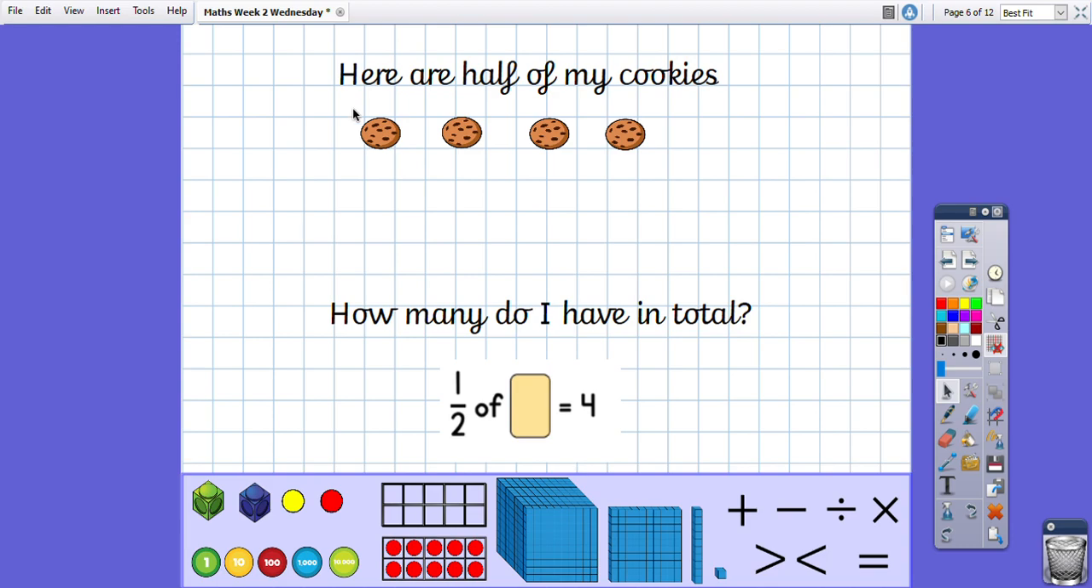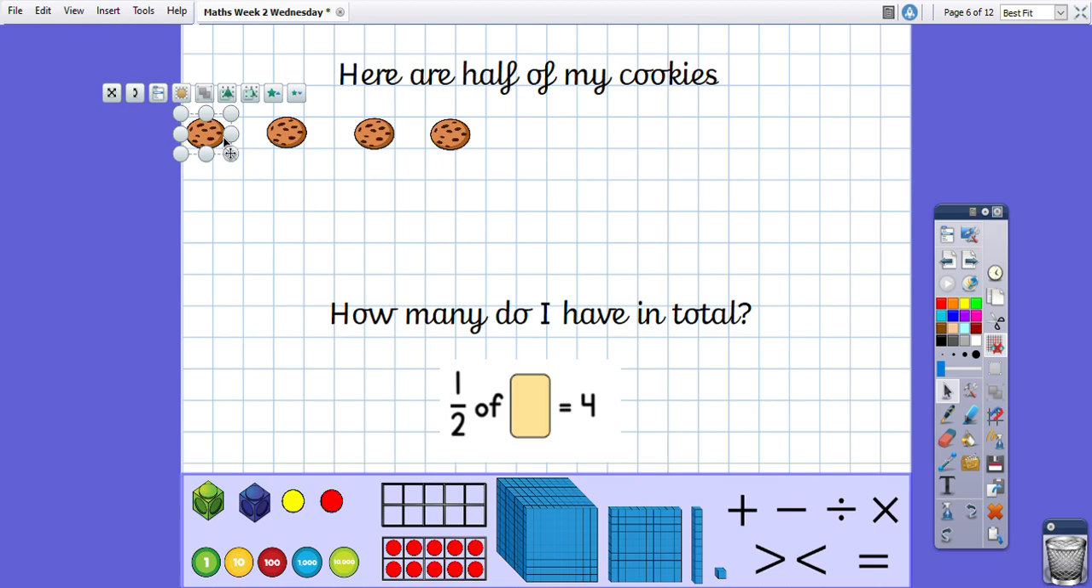So, what do we know about halves? We know that half is 1 out of 2 equal groups. So I need to work out how many are in this group and create group 2. So in group 1, I have got 1, 2, 3, 4 cookies. So let's now create group 2.